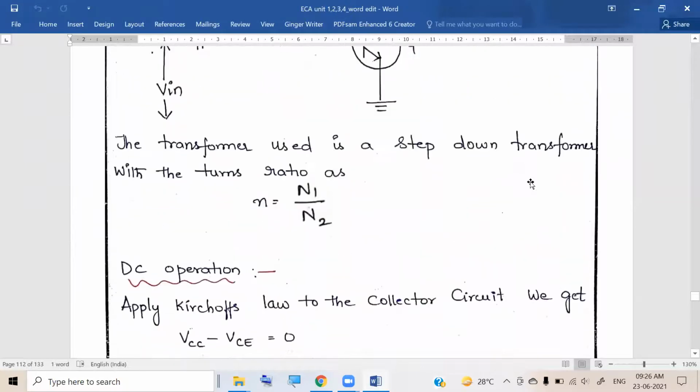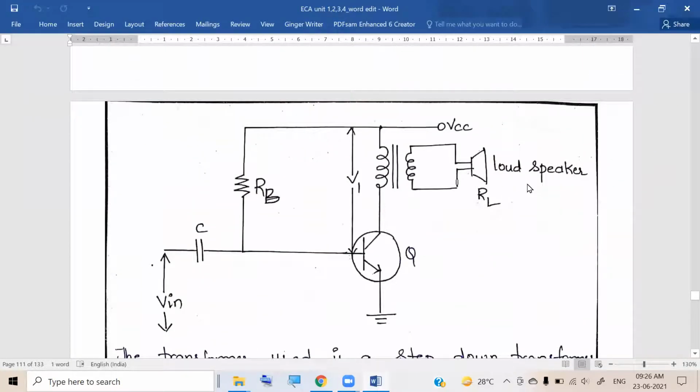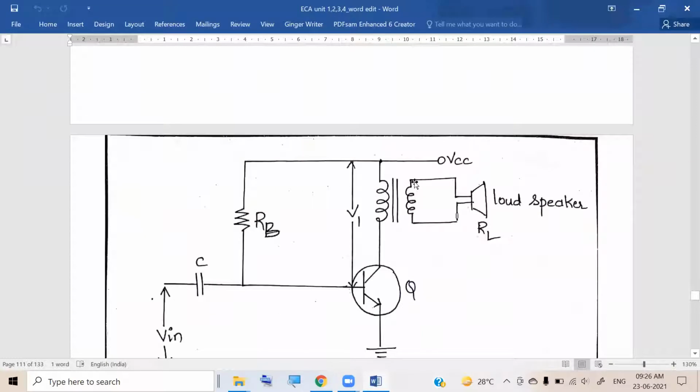Okay, so what we have discussed in the previous class is the load resistance, the DC resistance that we have at the primary winding. What was that? Please answer. What was the DC resistance here, between VCC and collector terminal? Zero. Very good. It was 0, right?